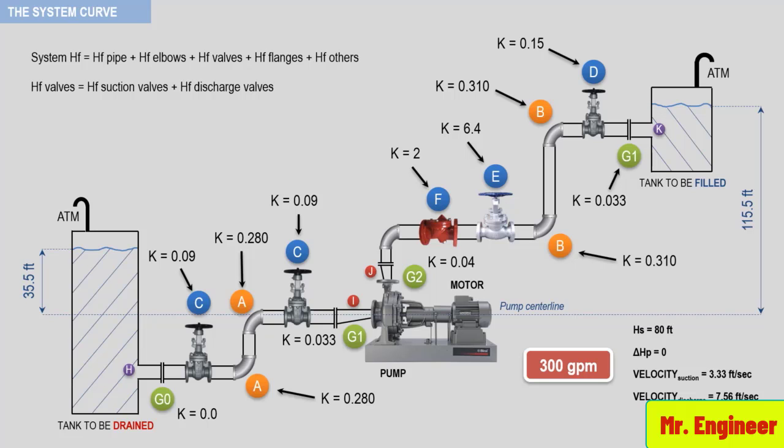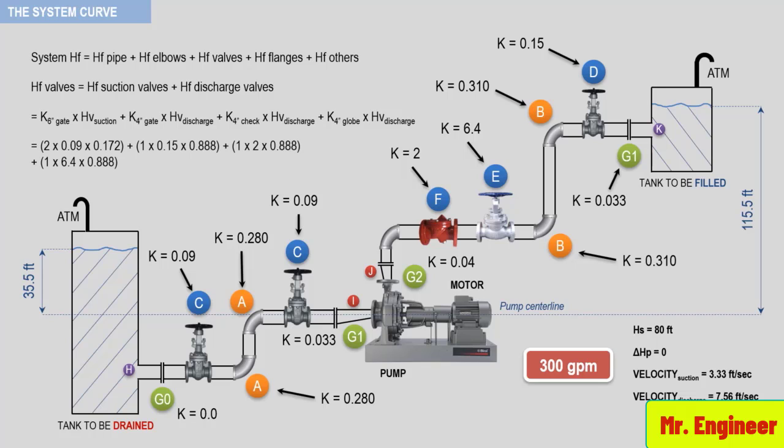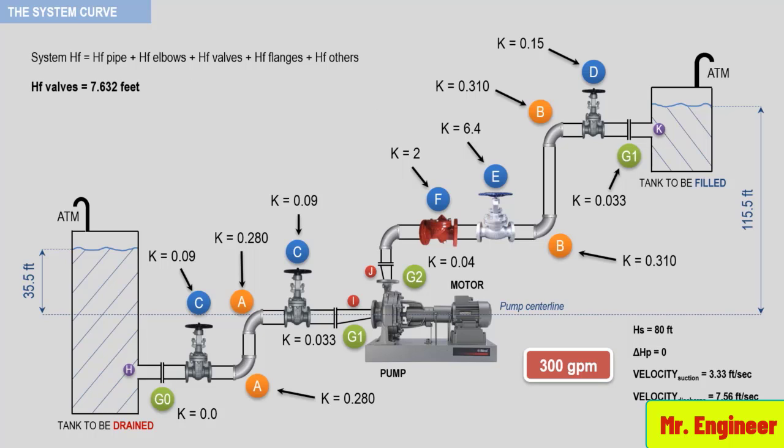So the formula is the following. The K value for each type of valve times the associated velocity head. And we apply that to both discharge and suction piping. Substituting for each term, we then have the following. So the friction head for the valves is equal to 7.6 feet.